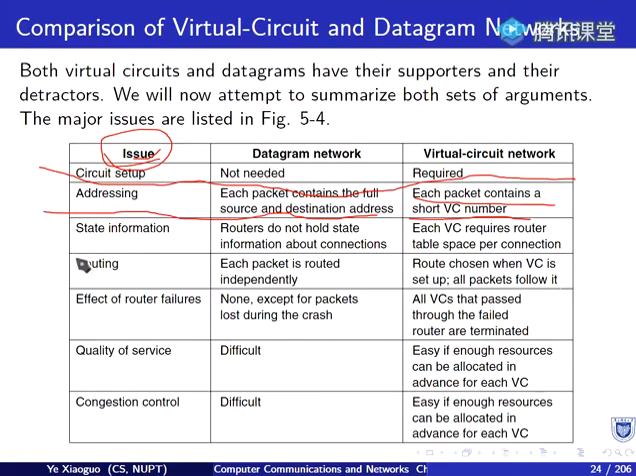State information. For a datagram network, routers do not hold state information about connections. For a virtual circuit network, each VC requires router table space per connection. Routing mechanisms. For a datagram network, each packet is routed independently. For a virtual circuit network, the route is chosen when the virtual circuit is set up, and all packets follow the same path.